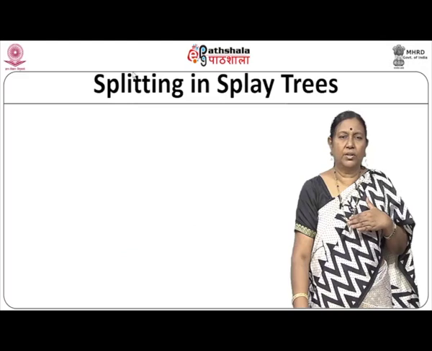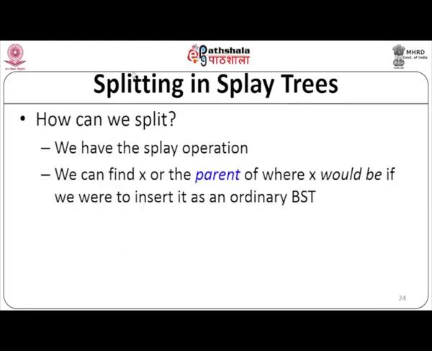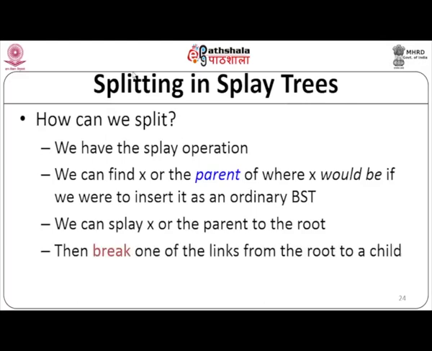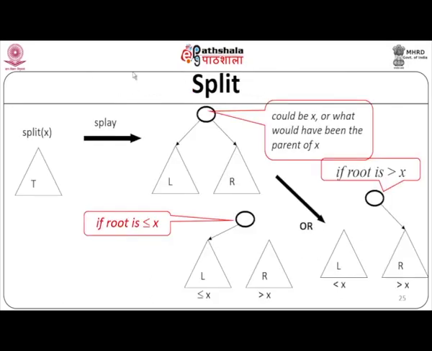So, how can we split? We have the splay operation. We can find x, or the parent of where x would be if we were to insert it as in an ordinary BST, and we can splay x or the parent, either one of them, to the root, and then break one of the links from the root to the child. So, if you split on x, you get left and right, and the root could be x or what would have been the parent of x. If root is greater than x, you do an operation like this, and if root is less than x, you attach it in this way. So, this way you have a split operation.